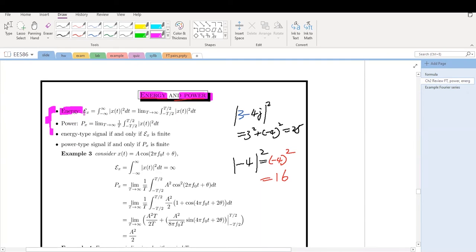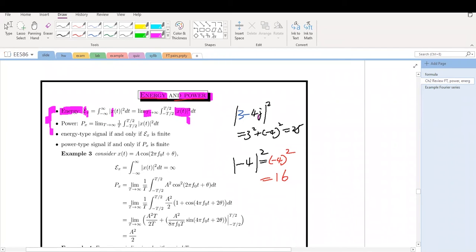For energy, this is curly E, E_x. We take the magnitude squared, and then we take the integral from minus infinity to infinity. We can also write it by integrating from minus T/2 to T/2 and letting T go to infinity, with the integrand still the magnitude of x(t) squared. We use the magnitude because x(t) may be a complex signal, such as a complex exponential.